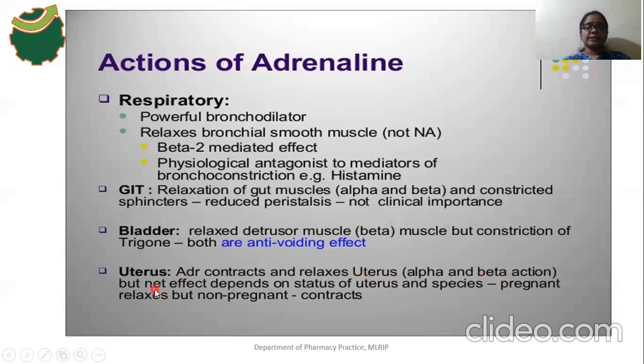But the net effect depends upon the status of the uterus and also the species. In pregnant women, the uterus will be relaxed. In non-pregnant women, the uterus will contract. That is the final effect on the uterus. Adrenergic drugs on the vas deferens cause a contraction effect due to alpha receptors, and on the seminal vesicle also a contraction effect, due to stimulation of alpha receptors.